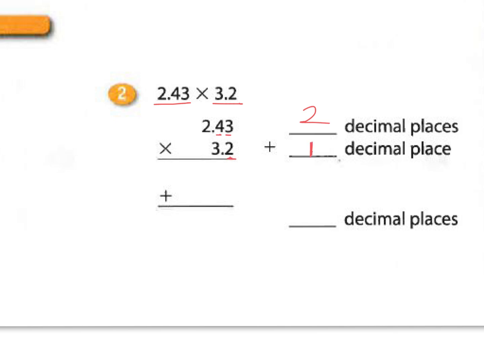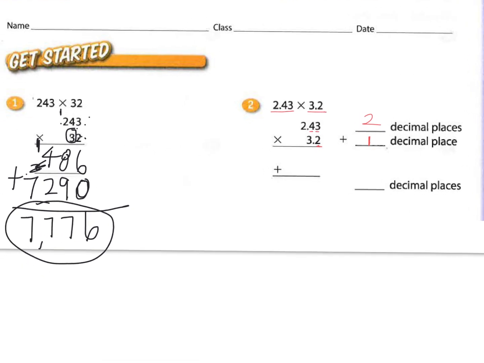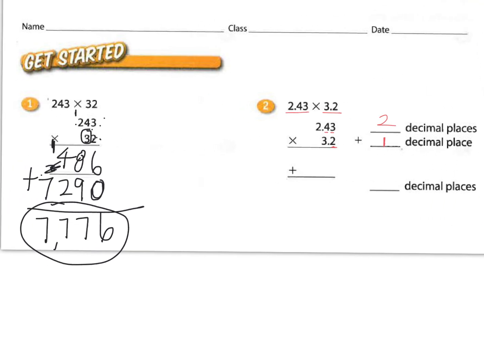Now, if we look back, what we're going to do is we're just going to multiply this like they are whole numbers. So 243, or 2.43, is what we're going to use. It's the same thing. So it's 486 plus 7,290, just like we did over here. Because pretend that those decimals are not here for a minute. And then we're going to write our answer.